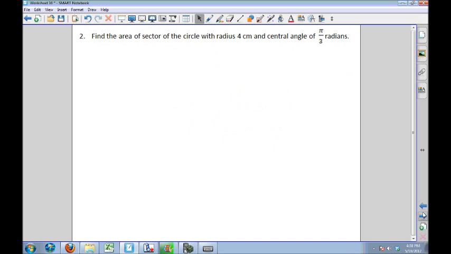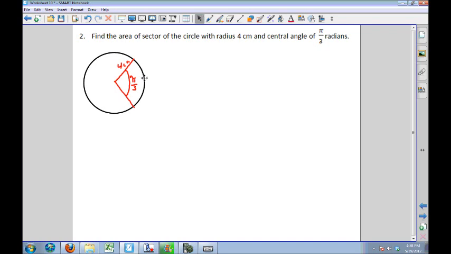Find the area of a sector of a circle with radius 4 centimeters. Again, visually, here's my circle. It has a radius of 4 centimeters. And I'm trying to find the area of a sector of this circle, which has an angle measured in pi over 3 radians.